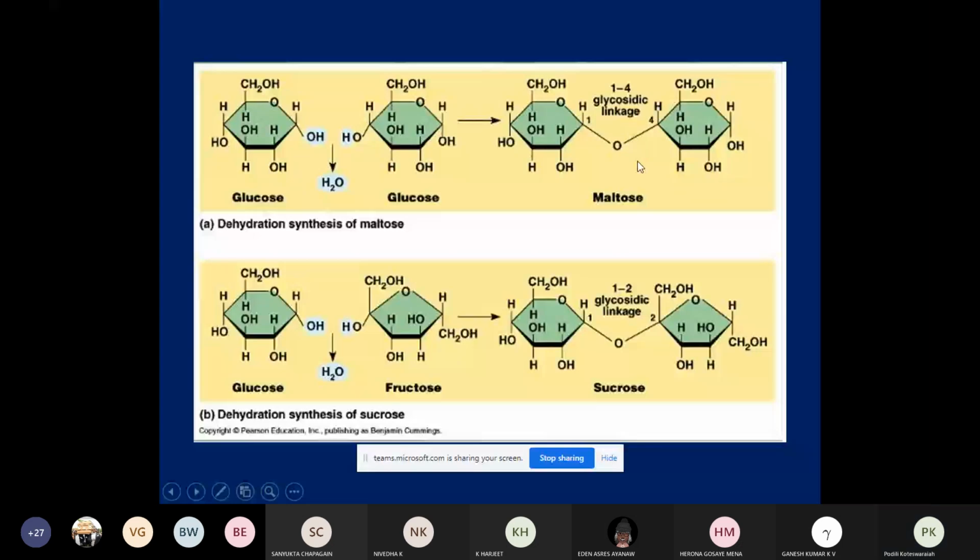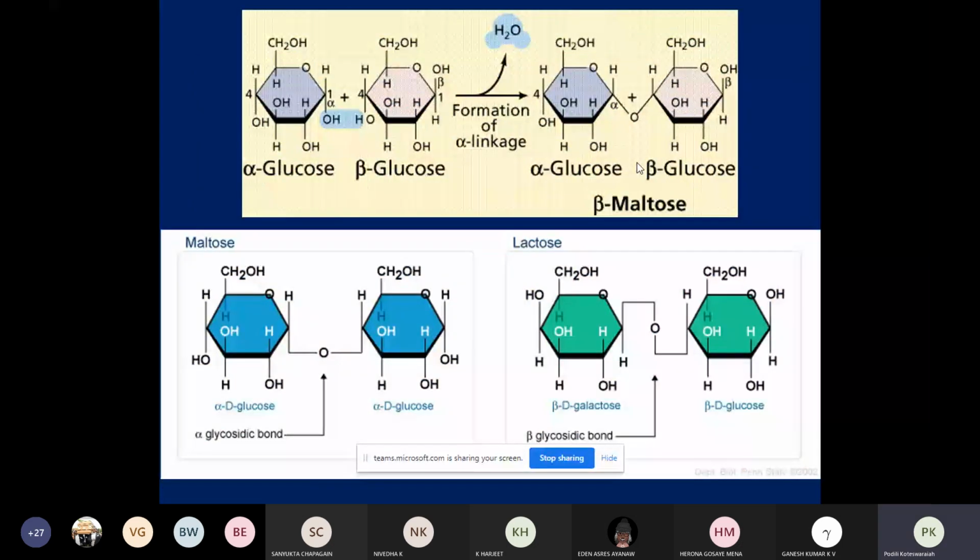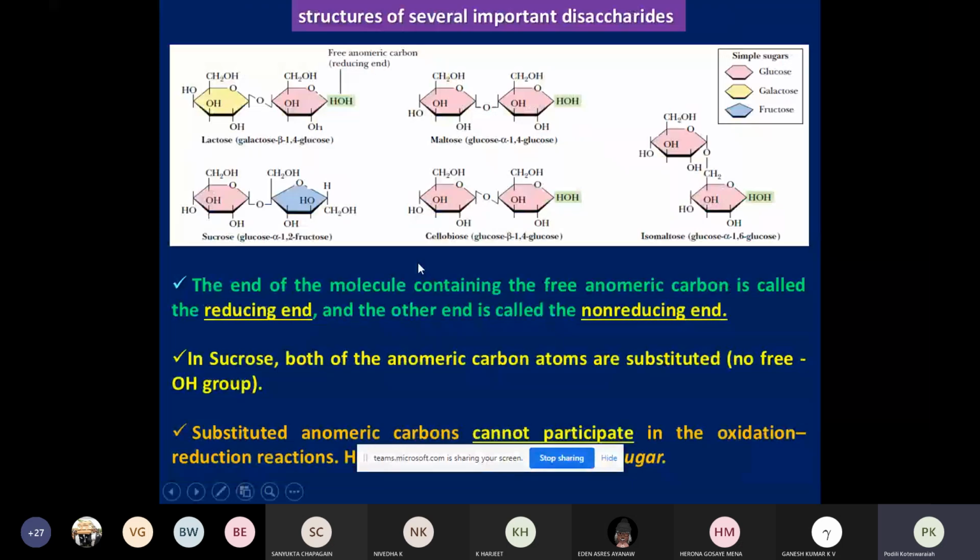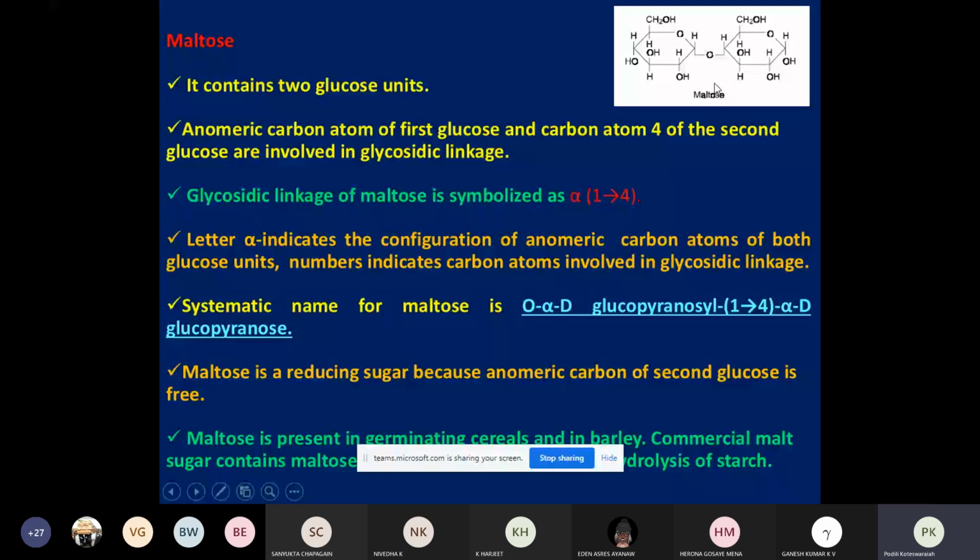And based on the carbon atoms which are involved in the glycosidic bond formation, all these disaccharides are classified into 1,2 glycosides, 1,6 glycosides, and so on. And the important disaccharides we study here, one is maltose. Maltose is composed of two glucose residues, and these two glucose residues are connected by the alpha-1,4 glycosidic bond. You can see here, this is the alpha-1,4 glycosidic bond.